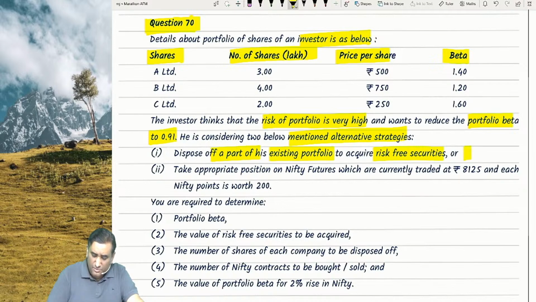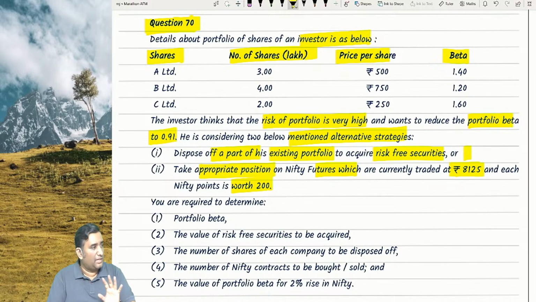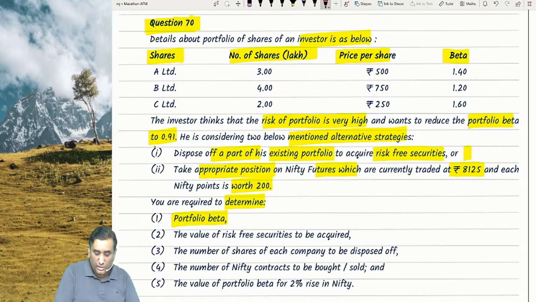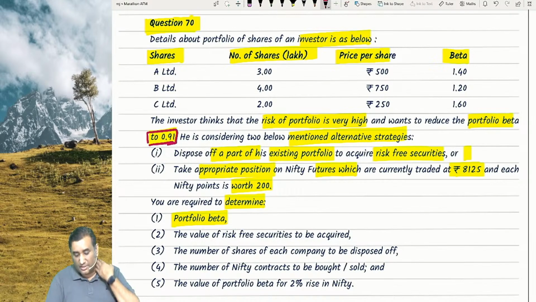Or he says second, take appropriate action on the nature which are currently, and each point is worth two. It means you create that beta management technique. First part, you are required to determine portfolio beta. Even if he had not asked, you still have to calculate portfolio beta, because how would you know to what point you want to reduce? Let's try out the first part.